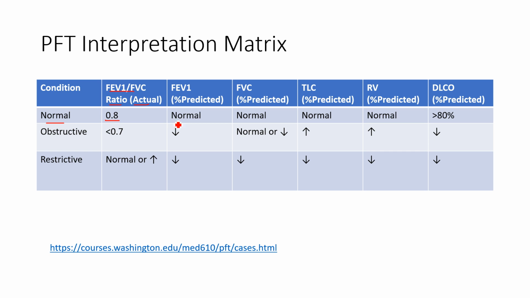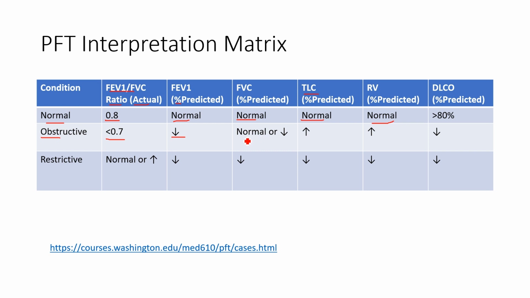FEV1 percent predicted should be within normal. FVC percent predicted should be within normal. TLC should be normal. Residual volume should be normal. DLCO we know should be above 80%. That's considered normal. Okay. So if we look at our FEV1 FVC actual and it's less than 0.7, think obstructive. The next thing we're going to look at to stage severity is FEV1 percent predicted, which we would expect to be reduced.